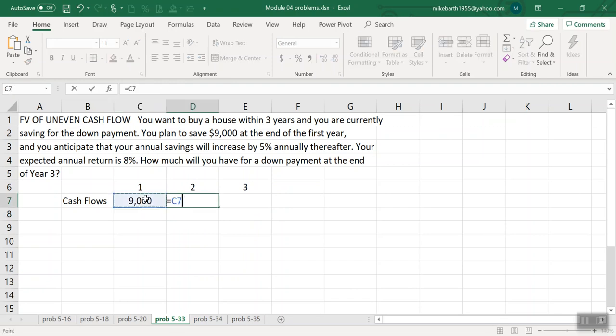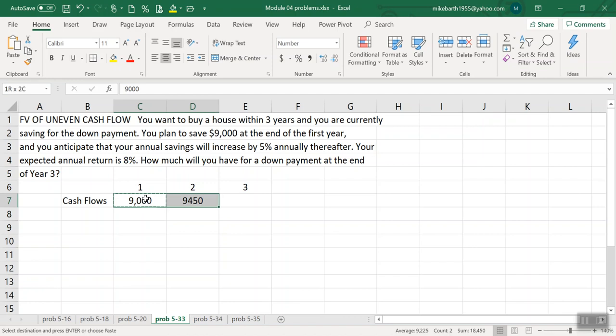You're going to have all $9,000 plus another 5% of $9,000. Then the second year, that'd be $9,450. And then the third year, you'll save another 5% of the $9,450, so that'd be $9,450 plus 5% of that. In any event, this is the amount you're going to save each of the years.